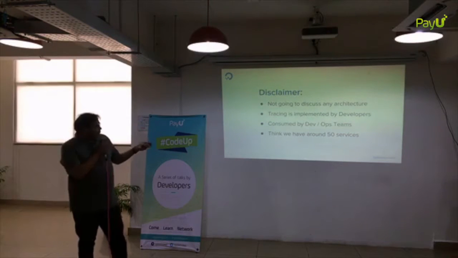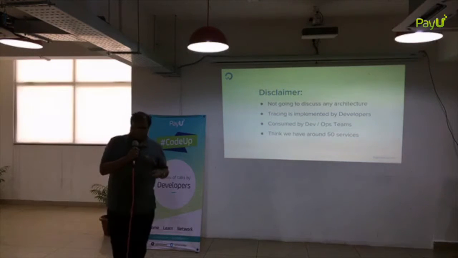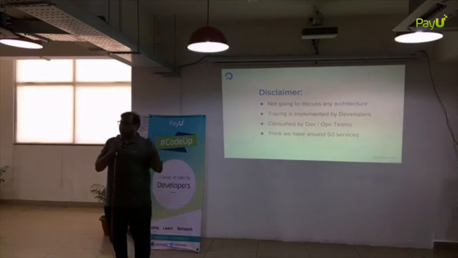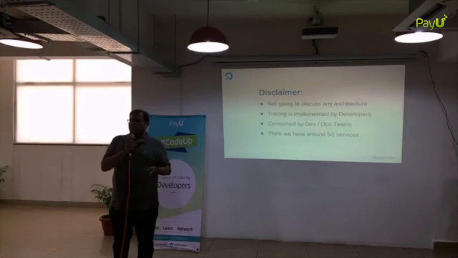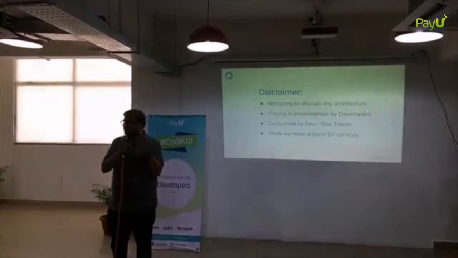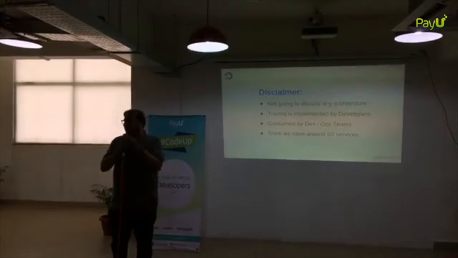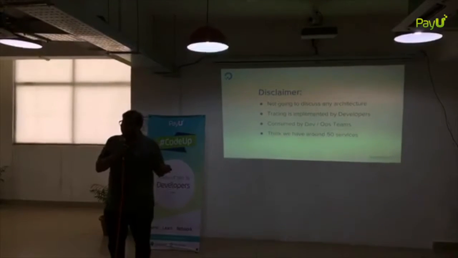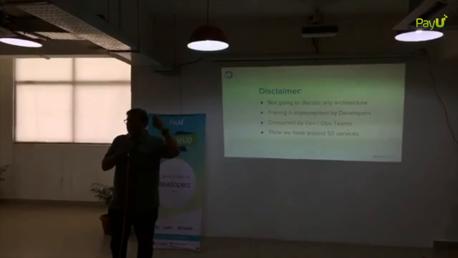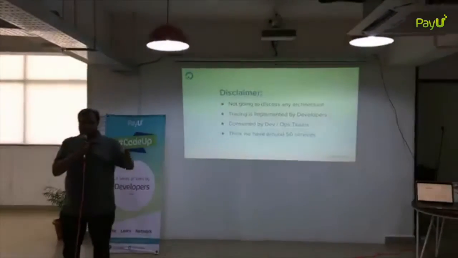When I'm talking about tracing, when I'm talking about microservices or anything else, think of more than 50 services interacting with each other. Just don't think that we have 5 services. Why do we need tracing? Why do we need all this stuff? So think from the larger perspective, think from the scale perspective.